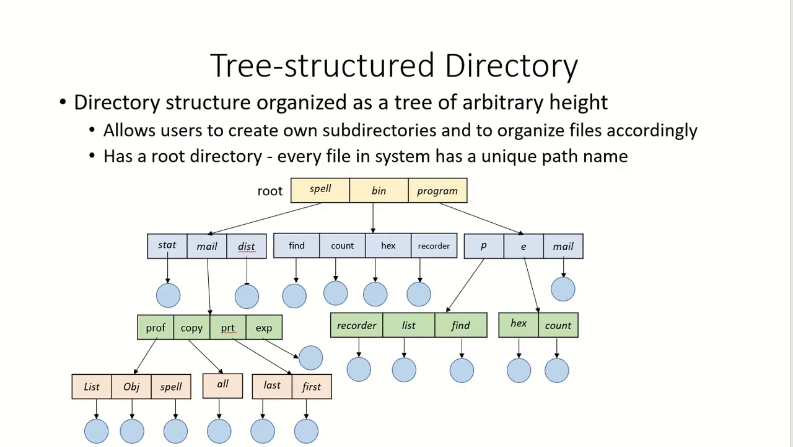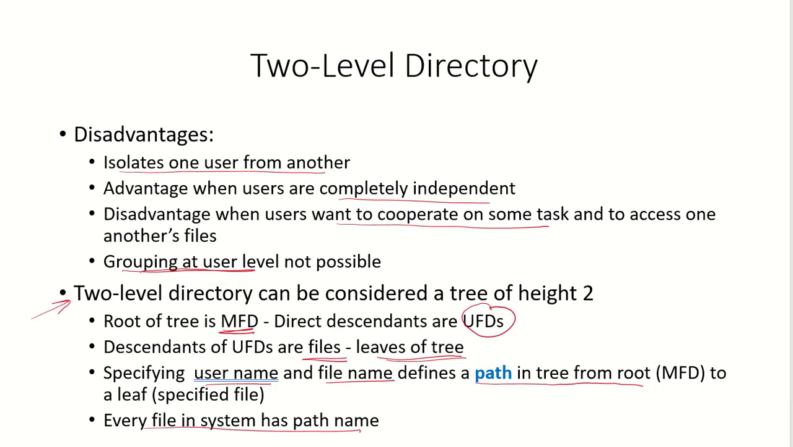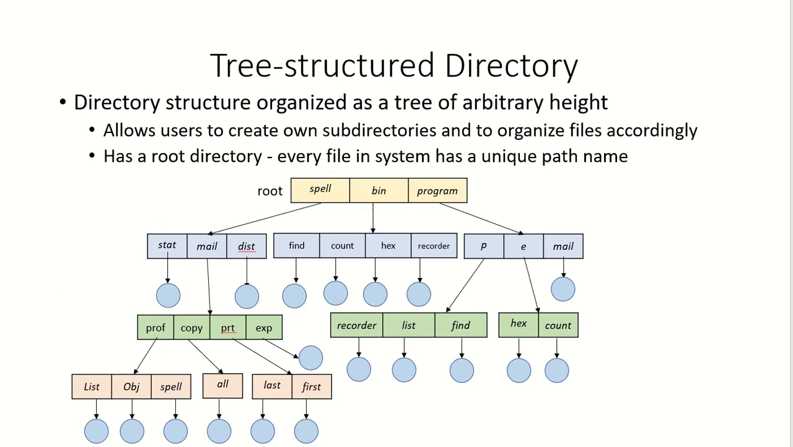Now, if we think of the two-level directory, we can think of it as a tree of height 2. So now the directory structure, we can also think of organizing as a tree of any arbitrary height. This allows the users to create their own subdirectories and to organize or group the files accordingly. So it has a root directory, and every file in the system will have a unique path name.